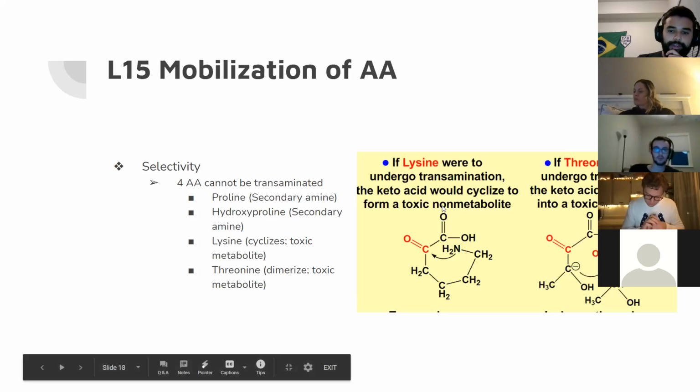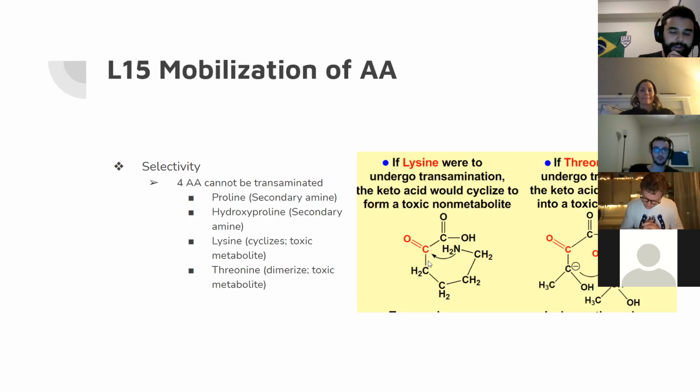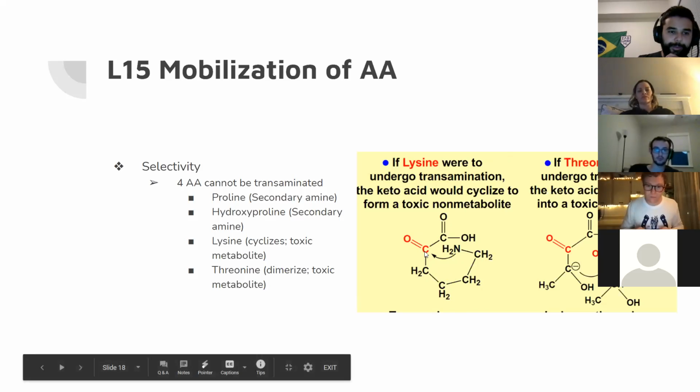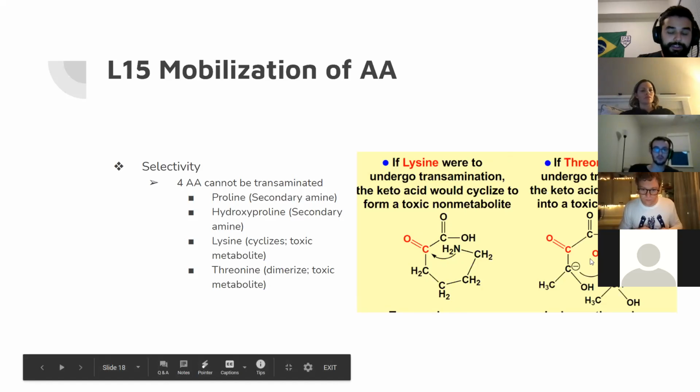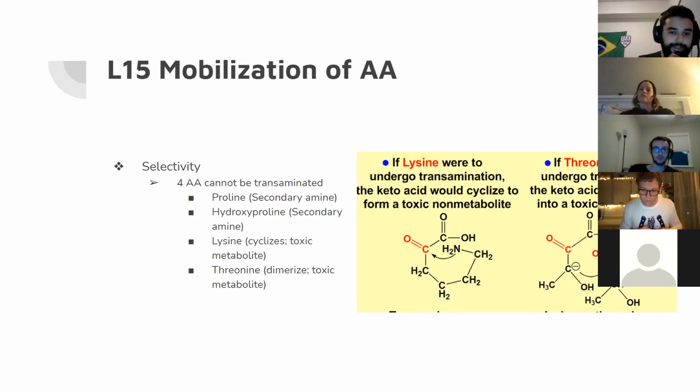And you're going to see right here with lysine, as soon as it forms a keto acid, we're going to create a cyclization, right? It's pretty similar to how we do with glucose. It just attacks the carbonyl, and this becomes a really toxic metabolite. And for threonine, we just form a dimerization. The 2 keto acid threonines bind to each other and create a toxic metabolite. So these are the 4 that we don't want to be transaminated. We don't want them to form a keto acid.